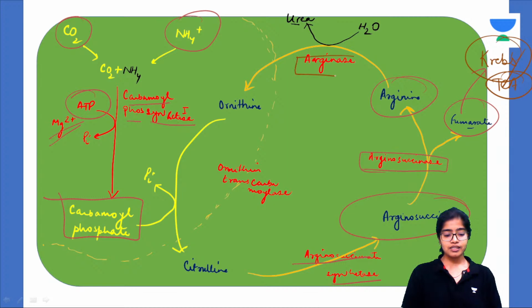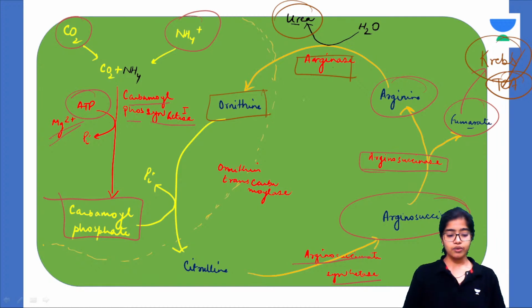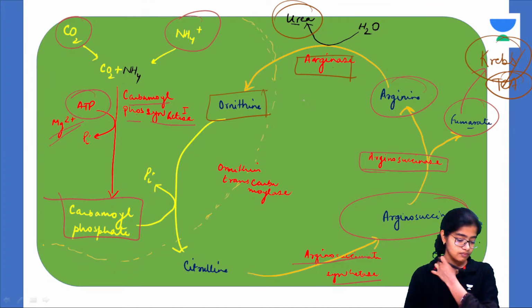And this arginine is then going to follow the last step, that is arginase. That means breakdown of arginine to produce urea, and then again it is giving ornithine, and the cycle is continuing. Understood this? Just look at the urea cycle once and then you understand how this is.